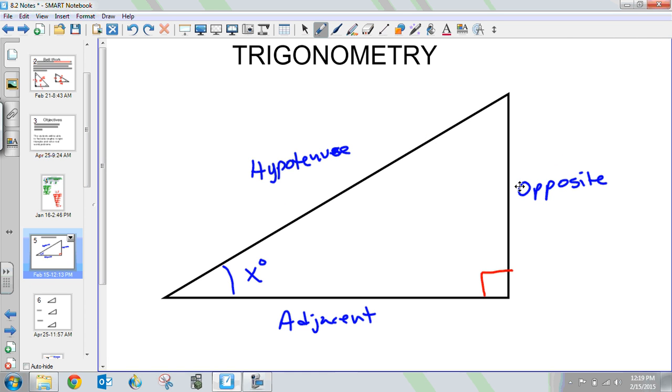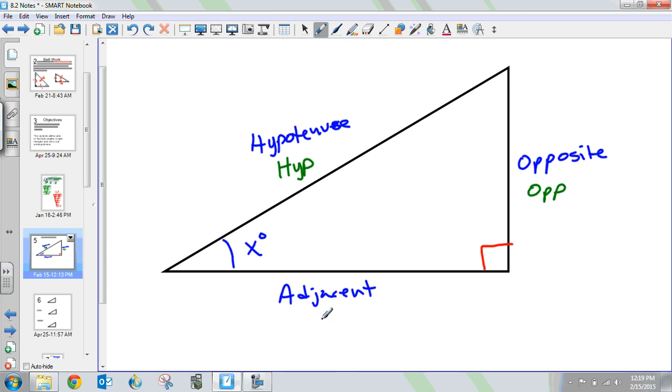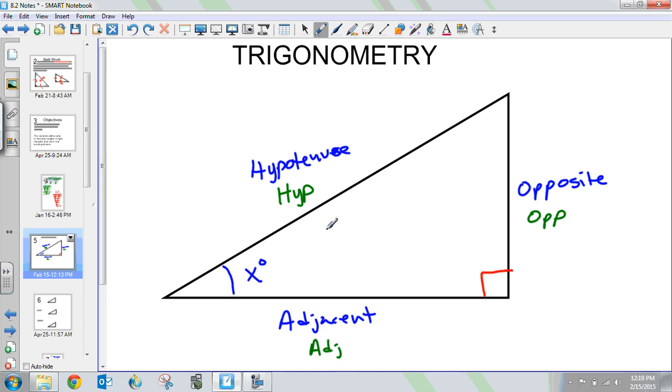This is always the hypotenuse, and this is always the opposite side. Usually we use a shorthand for this. Instead of writing out hypotenuse all the time, we write HYP. On this one over here, we don't write out opposite, we just write OPP. And this side down here, adjacent, we'll call ADJ. So this is the main picture that we always want to have in our head when we're talking about trigonometry, and I'm going to show you how we use this in a second.